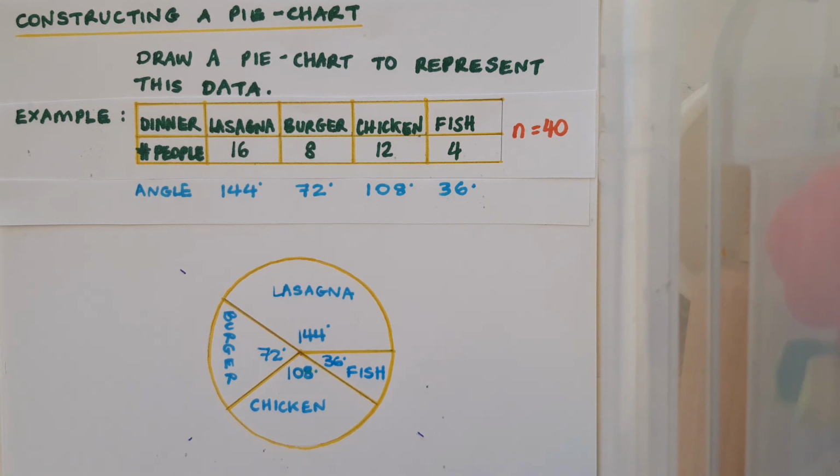To finish off my diagram completely, I should really include a title. And something that just generically describes what's going on in the pie chart is fine. So here I've called it the dinner choices pie chart. Whenever you draw any graph to represent data, you should always include a title for the graph.